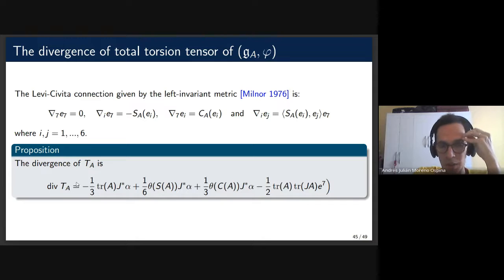If you see, this one is a one form, right? The first three elements are one forms in H, which depend on alpha, each of one, and the last term depends just on the trace of A and the trace of J times A. And if you remember, alpha vanishes if the skew symmetric part of A that anti-commutes with J is 0, right?